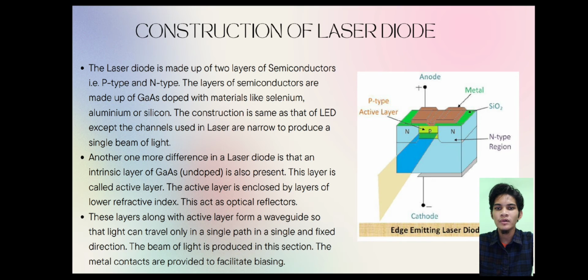The active layer is enclosed by a layer of lower refractive index. These act as optical reflectors. This layer along with the active layer forms a waveguide so that light can travel only in a single path, in a single and fixed direction. The beam of light is produced in this section. The metal contacts are provided to facilitate biasing.